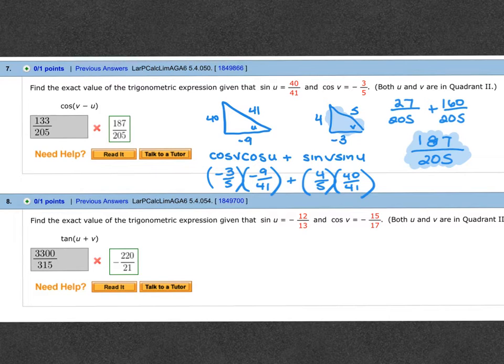Next one, same thing. They give you the information about a triangle. Both are in the third quadrant this time, so we're moving left and down. Both the x and the y are going to be negative this time. So if this is u, sine would be negative 12, hypotenuse would be 13, missing side would be negative 5. Cosine of v, this is negative 15, this is 7, and the other side is negative 8.